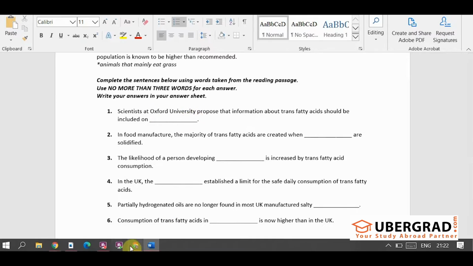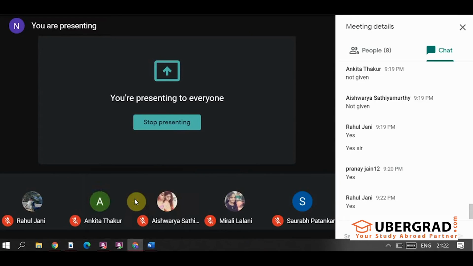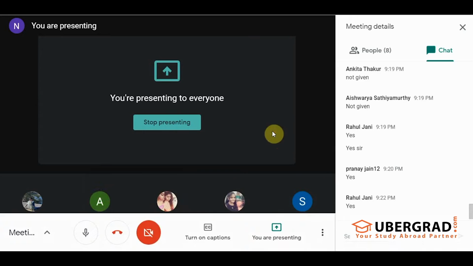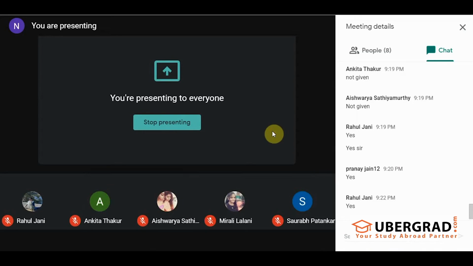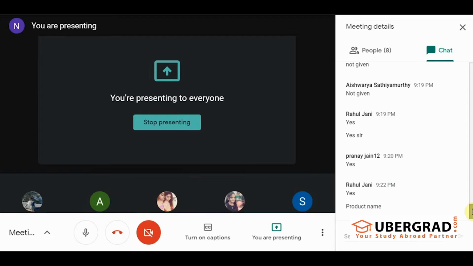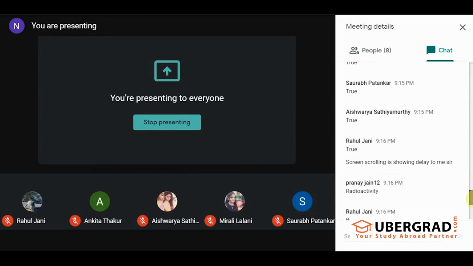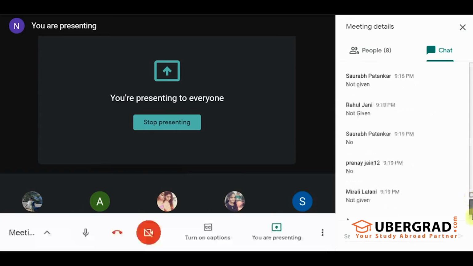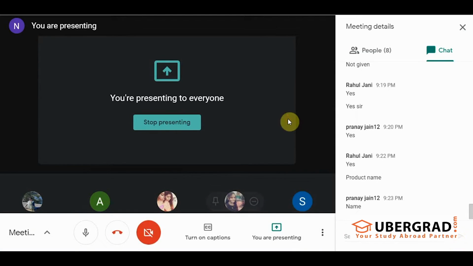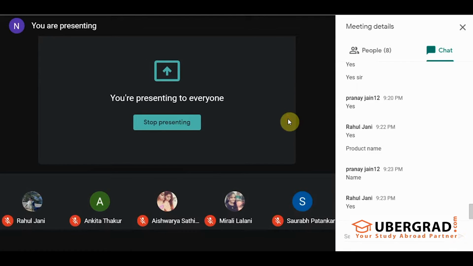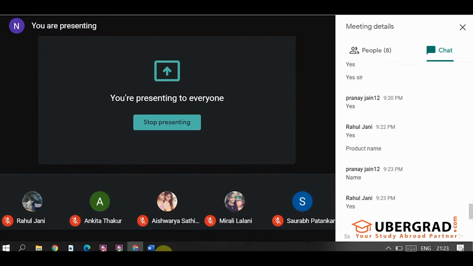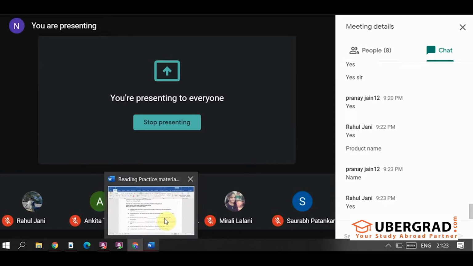Can you all guess what kind of answer this question requires? The name, right? Where it should be included. So it's asking for some kind of a product name, on a product, where it should be there. It should be a name, right? It has to be a noun. It has to be a name where the information about trans fatty acids should be included. This is what the question is asking.